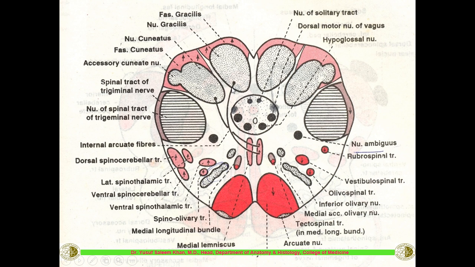Then there is the beginning of the second order neuron, they cross to the opposite side, and then you can see they ascend upwards in the form of the medial lemniscus. Here you can appreciate the presence of the accessory cuneate nucleus, which is mainly responsible for the proprioceptive sensations, especially for the upper limb. On the lateral side, you can appreciate the nucleus of the spinal tract of the trigeminal nerve, and here is the spinal tract of the trigeminal nerve. So this is the tract and this is the nucleus.